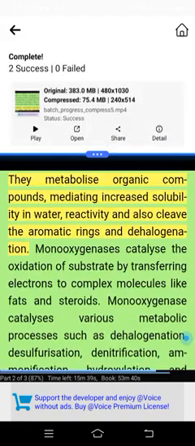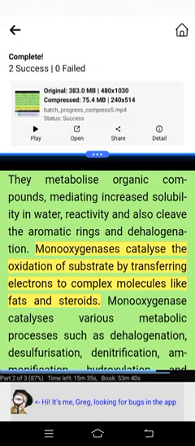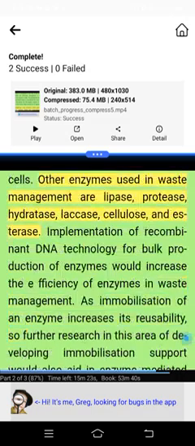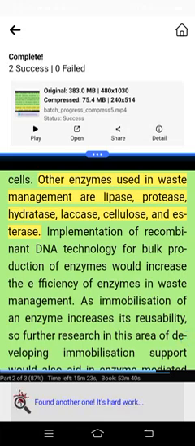They metabolize organic compounds, mediating increased solubility in water and reactivity, and also cleave aromatic rings and perform dehalogenation. Monooxygenase catalyzes the oxidation of substrate by transferring electrons to complex molecules like fats and steroids. Monooxygenase catalyzes various metabolic processes such as dehalogenation, desulfurization, denitrification, ammonification, hydroxylation, and biodegradation of various aromatic and aliphatic compounds. Peroxidase catalyzes the breakdown of hydrogen peroxide, thus protecting the cells. Other enzymes used in waste management are lipase, protease, hydratase, laccase, cellulase, and esterase.